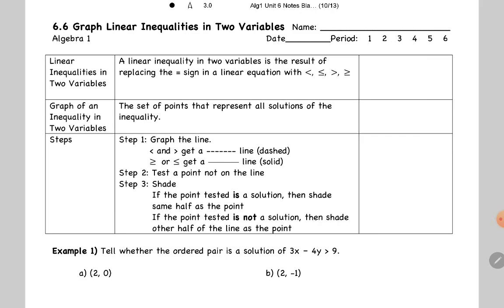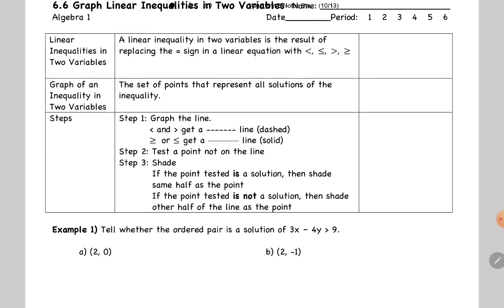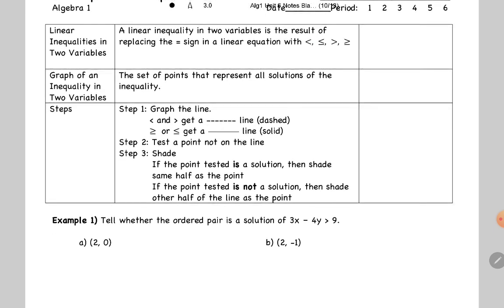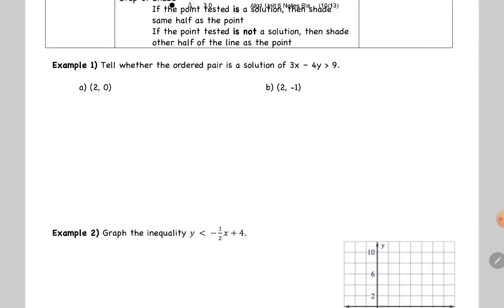So, a linear inequality in two variables is the result of replacing the equal sign with less than, greater than, less than or equal to, or greater than or equal to. So how do we graph these? You graph them like normal, except if there is a less than or greater than sign, you make the line dashed. If it's greater than or equal to, or less than or equal to, you make the line solid. But we'll go over these steps as we work through these really quick.